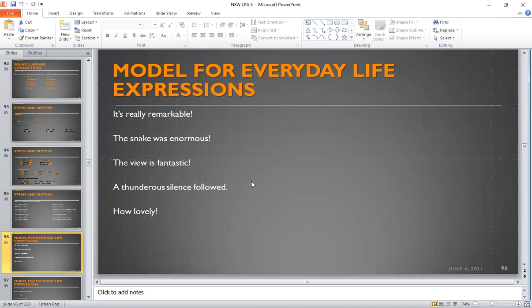Emil, can you please read the first line? It's really remarkable. Very good. I like that. Next. Patrick, the second line. Hello. Yes. The snake was enormous. Very good. Next. Lucas, can you read the third line? The view is fantastic. Nice. Very good. Charles, are you there? Can you read the fourth? A thunderous silence followed.